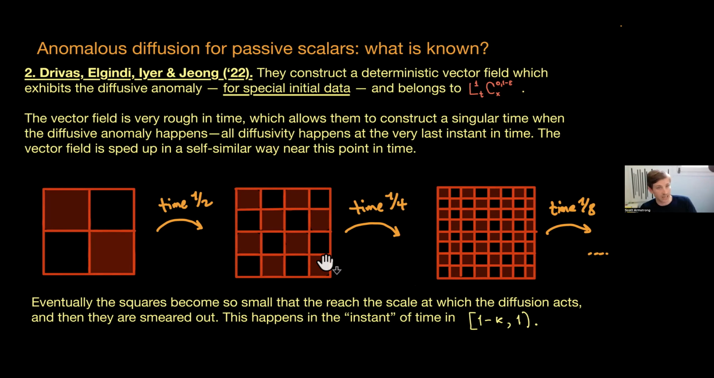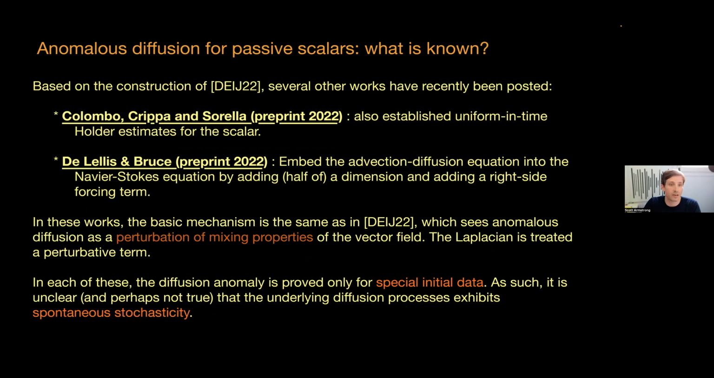So this is the first example, which is great, but it's still not maybe super physical. There's been other works that are sort of based on this construction. And these are preprints from last year. And there are more than this now, actually. But we have Colombo, Crippa, and Sorella. They essentially take the same sort of checkerboard decomposition. All these papers are based on this vector field, which is rescaled in time and having a blow-up time at time 1, basically.